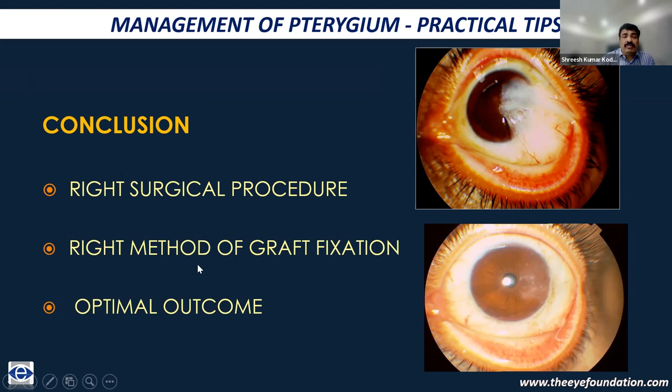The right method of graft fixation is very important. If you follow all these small tips, definitely you can obtain a good outcome. That is, the graft fixation will be proper, and the recurrence chances will be less. If you lose the graft in the early postoperative period, the chances of recurrence will be high. So you have to choose a procedure which works well in your hands. It is finally the surgeon's choice and expertise that should dictate the procedure of choice in these cases.